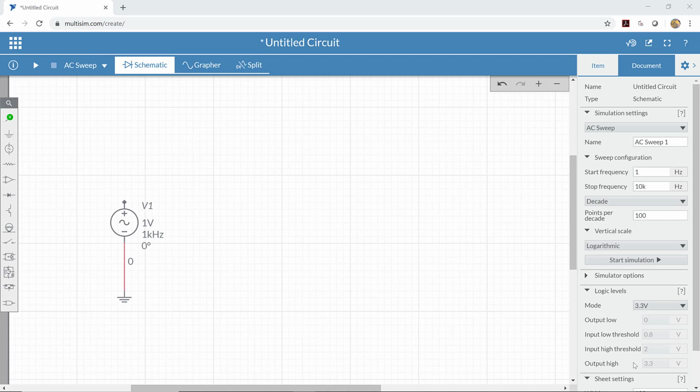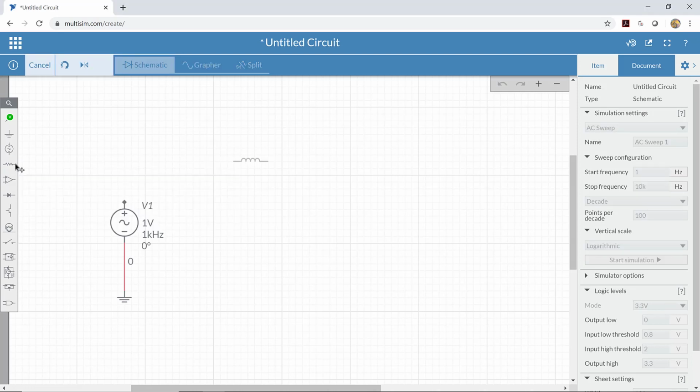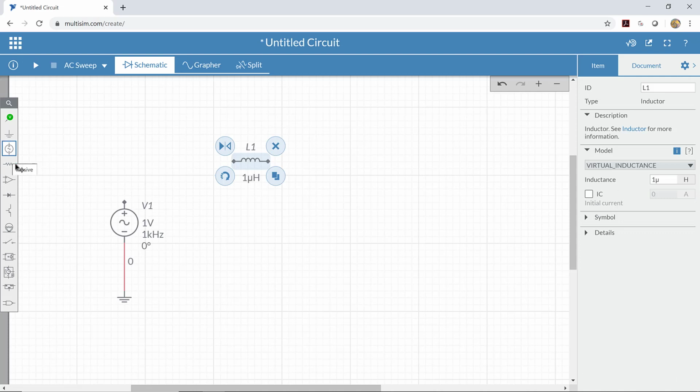Now let's talk about how to design an LC circuit. This time we're going to choose a cutoff frequency of 100 Hertz. Remember that an LC circuit has an inductor and a capacitor. So we'll choose an inductor and a capacitor.